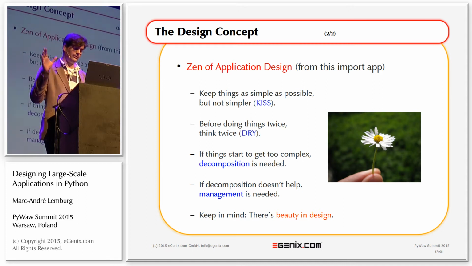And then very central to this concept is, if something gets too complex, you try to decompose it into smaller parts, which is the divide et impera principle. And if that doesn't help, if you get too many smaller pieces, then of course you have to look for other ways of doing things. The way to do that is to apply some management, like what you do in a company. So if you follow these kinds of principles and you always keep in mind that design is supposed to be something that's beautiful, then you probably come up with a good design.